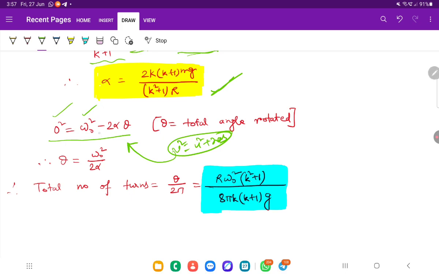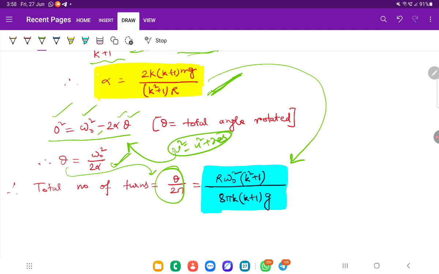and obviously the angular acceleration is opposing the angular velocity, that is retarding. So I have put a minus sign here and minus of 2 alpha theta. So theta comes out as omega naught square upon 2 alpha. Alpha is known, right? So we'll put alpha value at the end. So total number of turns will be theta upon 2 pi, as I said. So you just put the value of theta here, and there will be one alpha term, and you will get the alpha value from this equation.